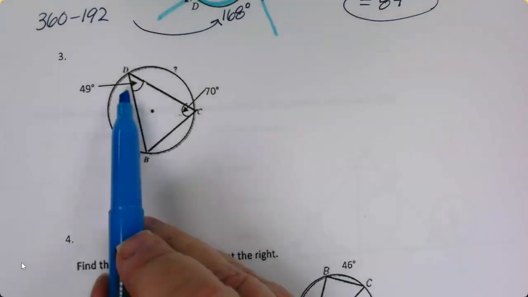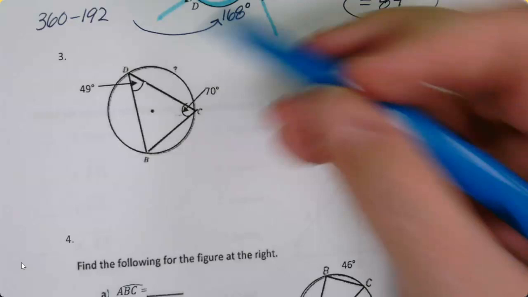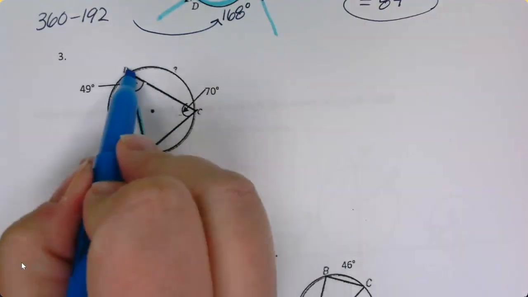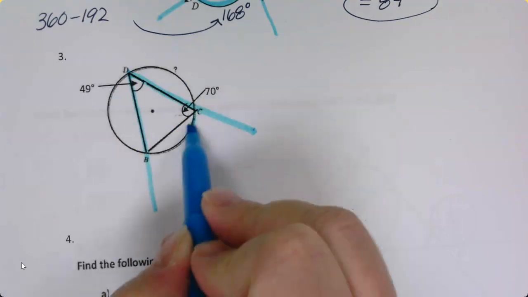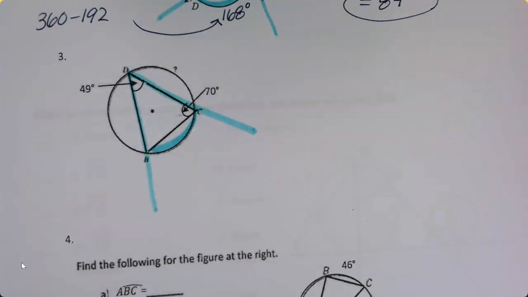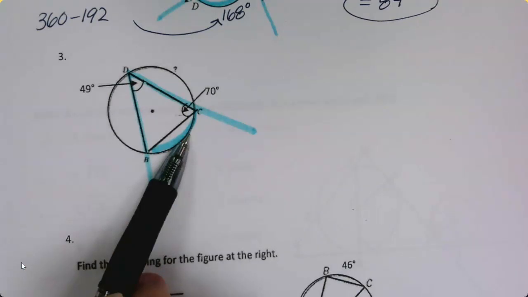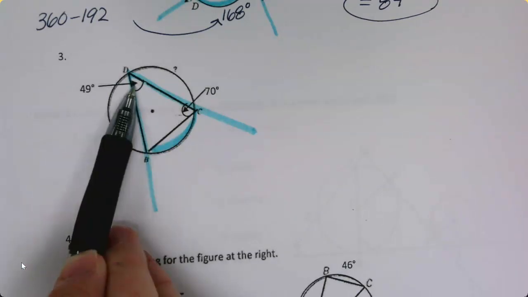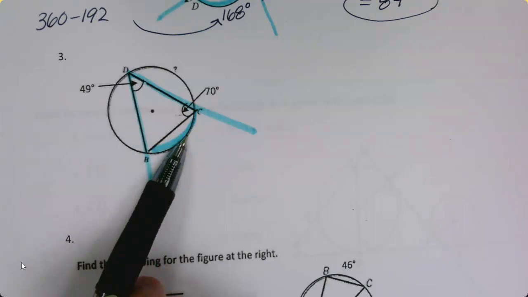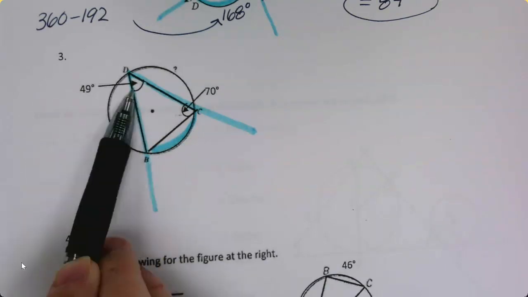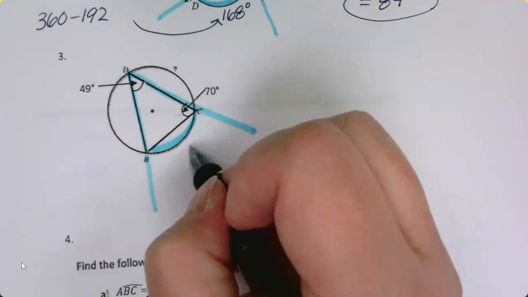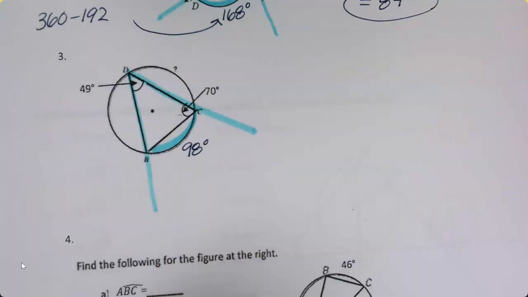But let's look at that angle that they gave me, 49. That angle intercepts this arc. So if it's an angle with its vertex on the circle, which it is, and the angle intercepts an arc, then the angle is half of that intercepted arc. So 49 is half of this arc. That means 49 times 2 will tell me how big that arc is. 49 times 2 is 98. So that's how I know that the measure of arc BC is 98.